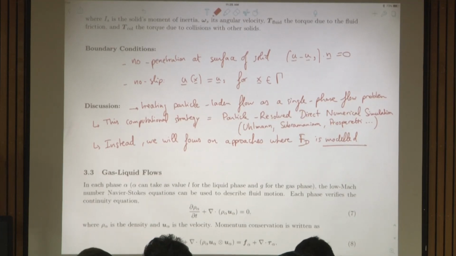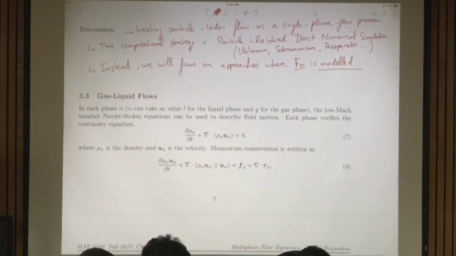Okay, so we'll talk about how we go from these equations to equations that we can deal with more efficiently.